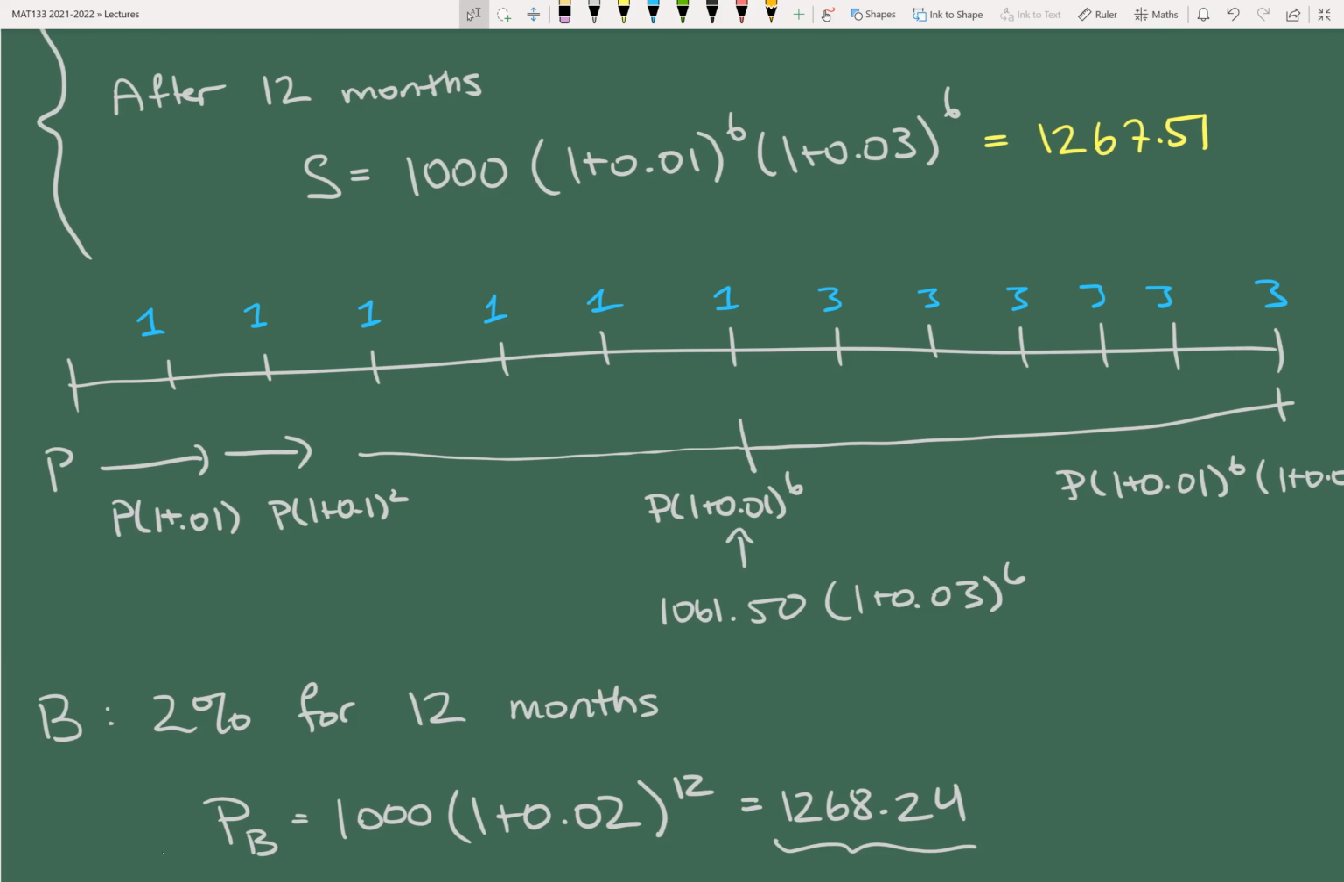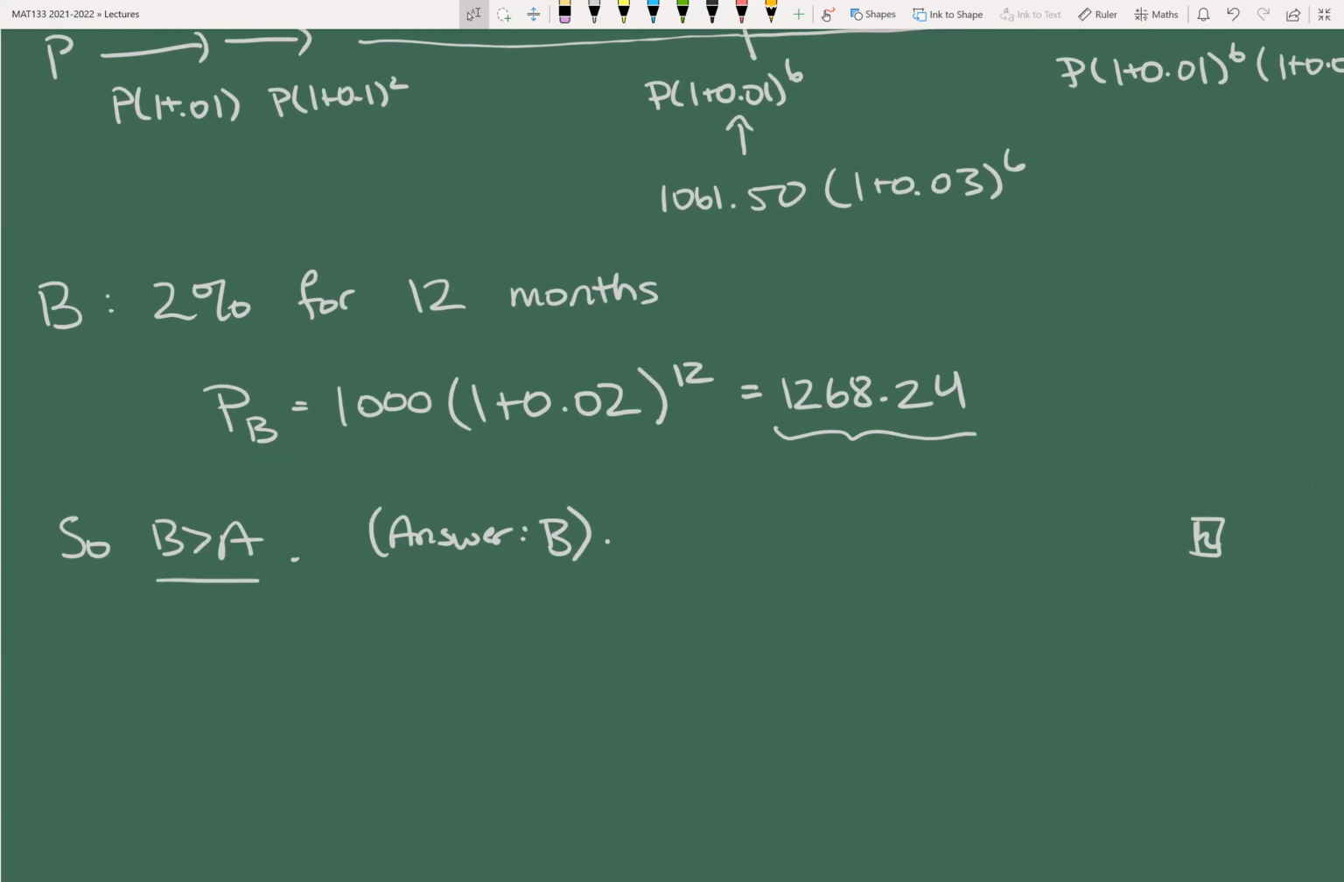I mean, you could circle it if you want, but here, if I say B is bigger than A, I think that's pretty clear that that's my answer, independent of whether or not I've circled it.